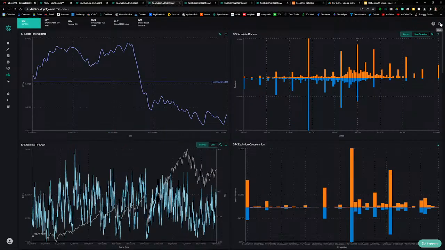All right, so that is the SPX. Those are the gamma levels that are really defining the near-term range for SPX: 4,000 on the downside to 4,200 on the upside, the put wall to the call wall.